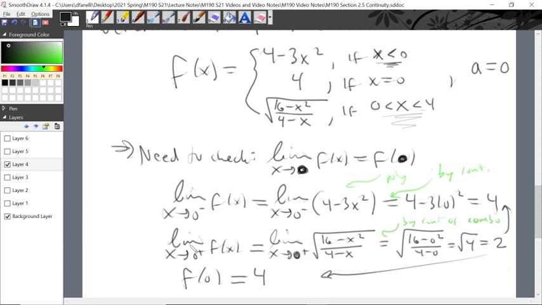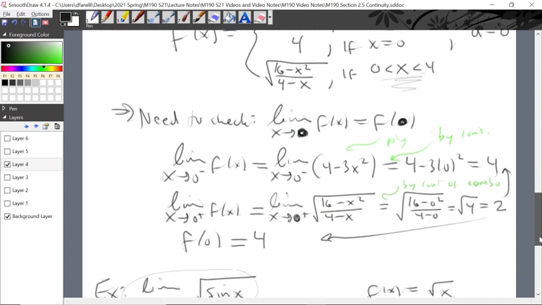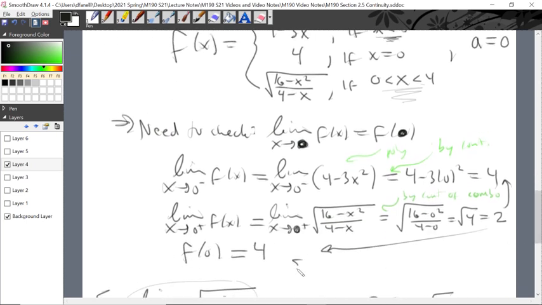The left-hand limit and the right-hand limit do not equal each other. And if the limit doesn't exist, then we can't satisfy the complete definition of continuity. So since the limit as x goes to 0 of f of x does not exist, that means that f of x is not continuous at a equals 0.